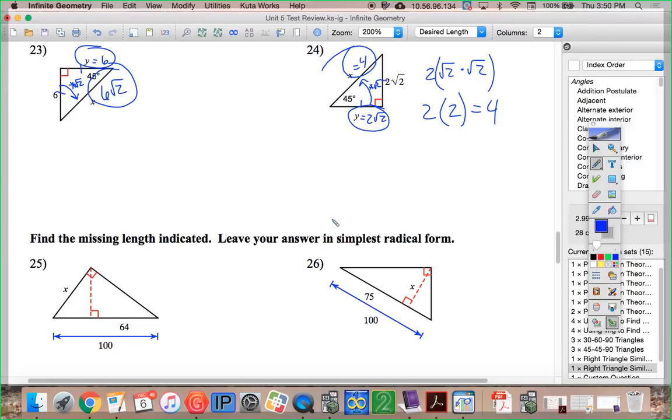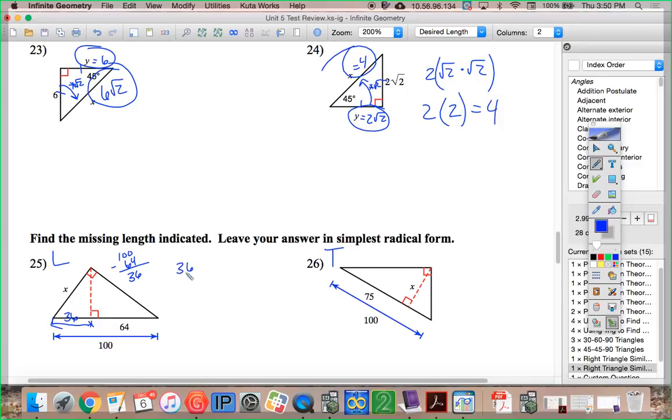These down here are T and L pattern. This one's L because we're looking for a leg. This one's T because we're using the altitude. So L pattern starts here and goes towards the leg you're looking for. So we don't know that, so you'd have to do 100 minus 64, which is 36. So this part right here must be 36.